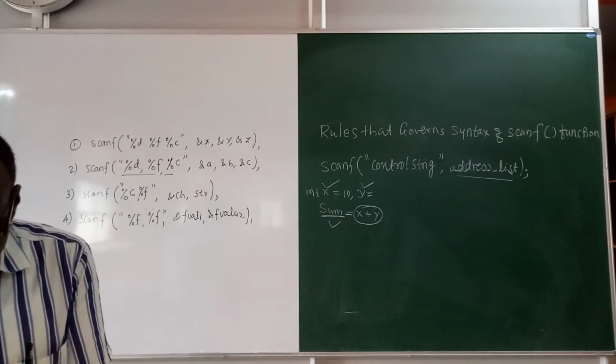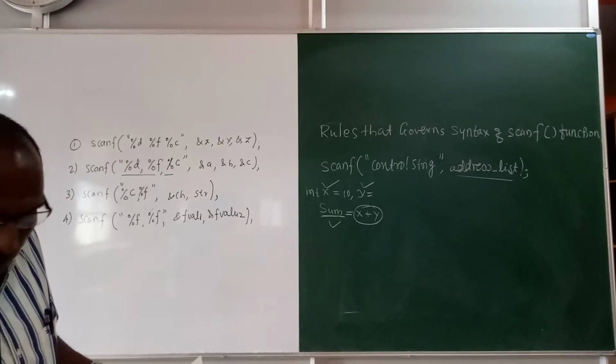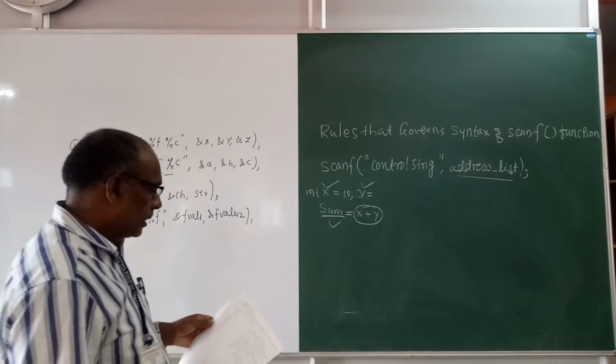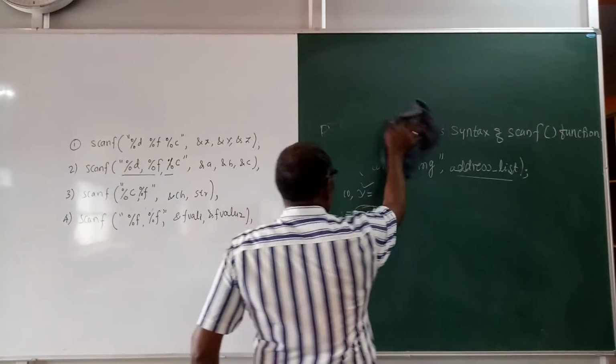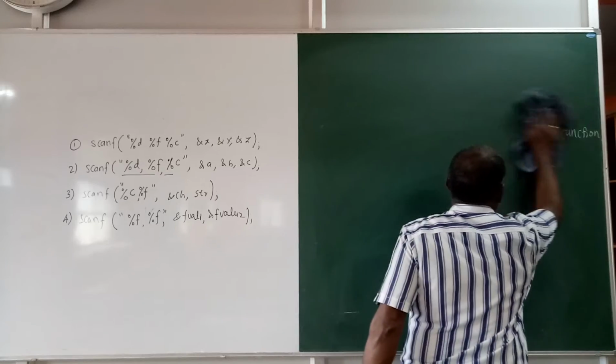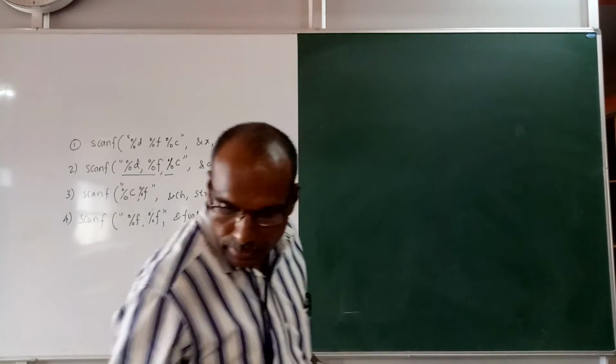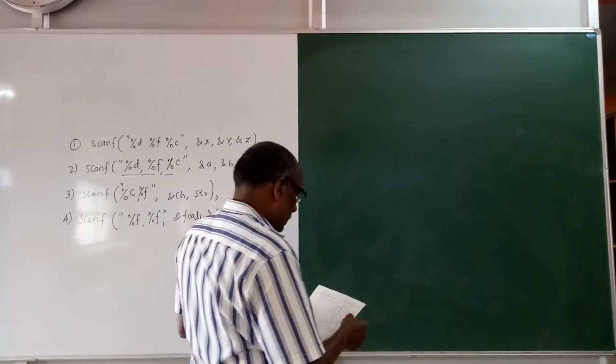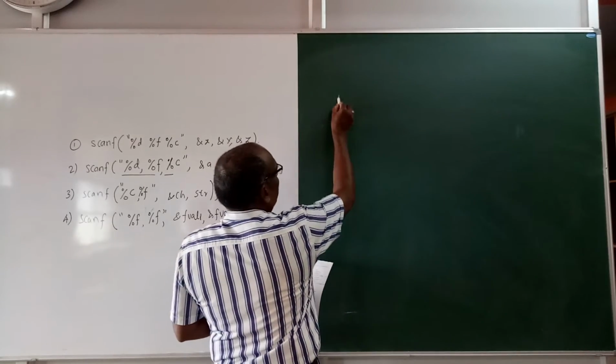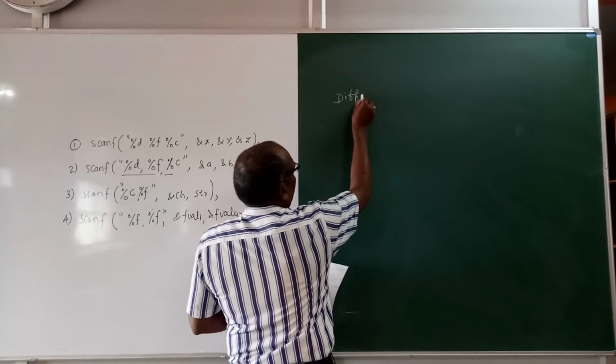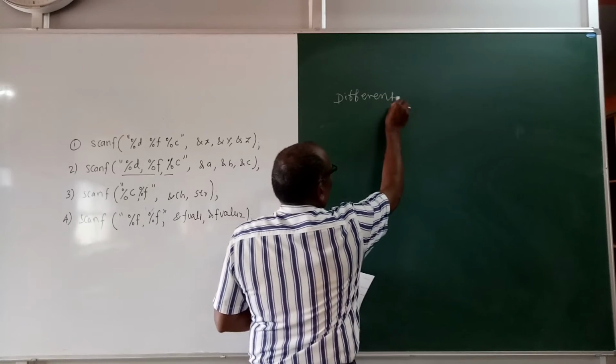Now let's go for the table for different character groups. I'll write: different character group.